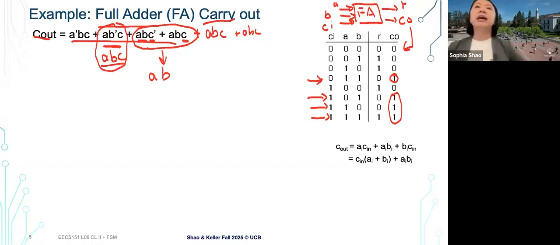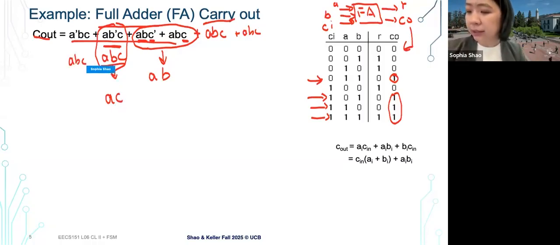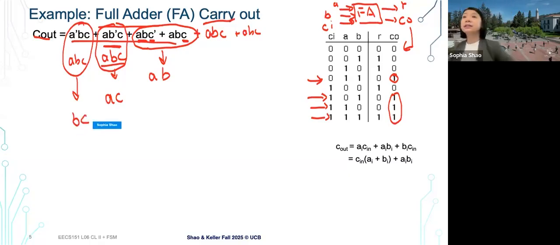A and C stay the same, but B has both B bar and B here. So basically it doesn't matter with B, right? So you get A and C here. And we can do this trick again with this, and you get B and C, right? So this is a very powerful way of eliminating unnecessary inputs that actually doesn't change the output, right?